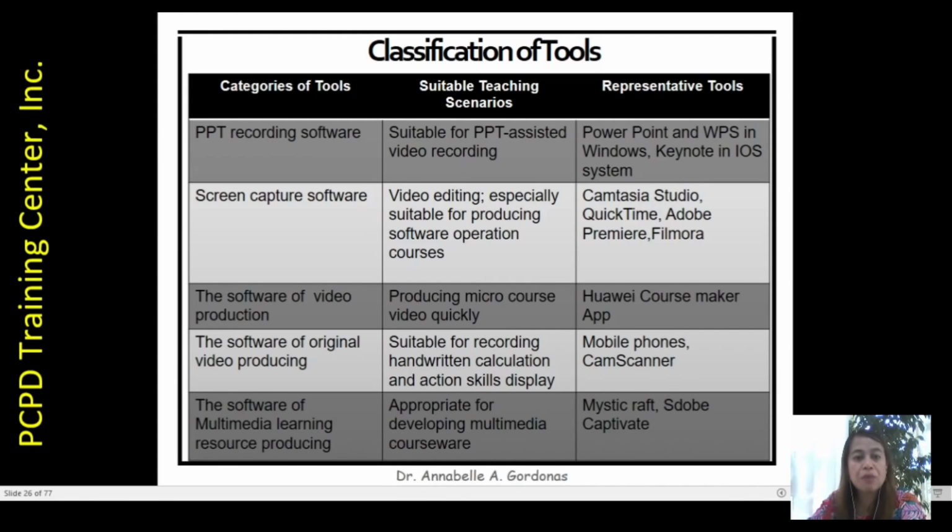Okay, for screen capture software for video editing, especially suitable for producing software operation courses, we can have Camtasia, Studio, QuickTime, Adobe Premiere, OBS, Filmora. Okay, so for software or video production, we can have Huawei Course Maker app. Okay. For the software original video producing, you have CamScanner and mobile phones. Multimedia learning resource producing, you have Mystic Raft, Snow Captivate.